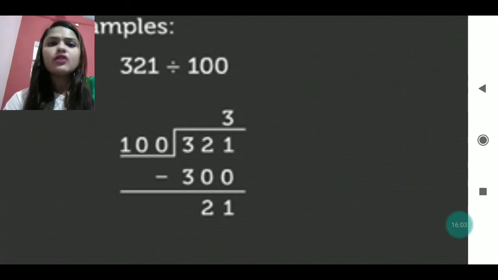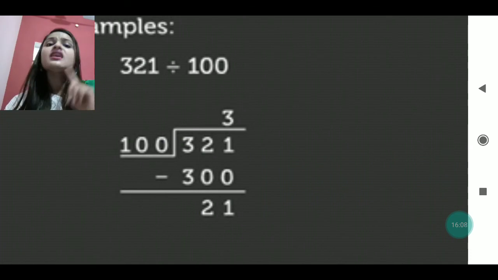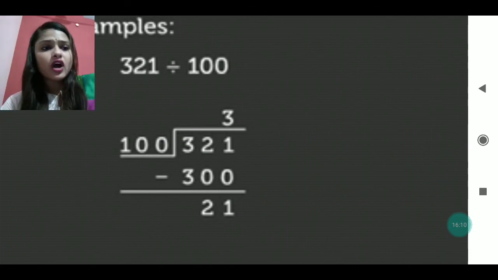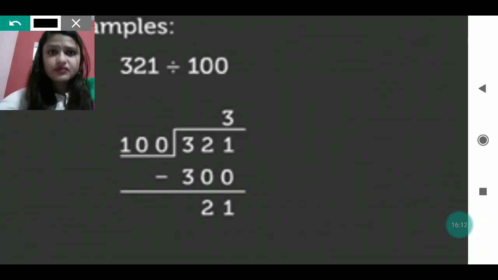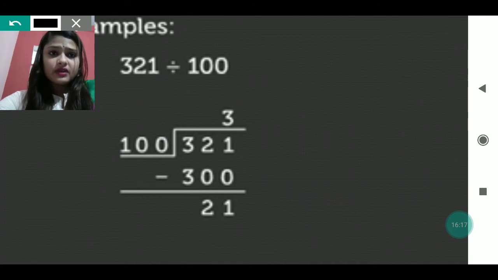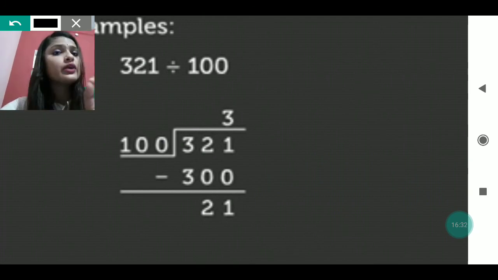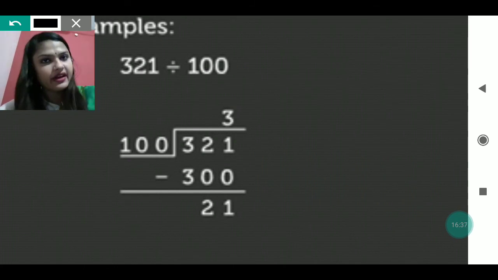So when we read the table of 100, 100 ones are 100, 100 twos are 200, 100 threes are 300. So we have got 300 in 3 times. We will write 321, and downside we will write 300. Why 300? Because by reading the table of 100 three times we get 300, and if we go further it will be 400, but we are not going to get 321 at any time. So we have to take 300 only.